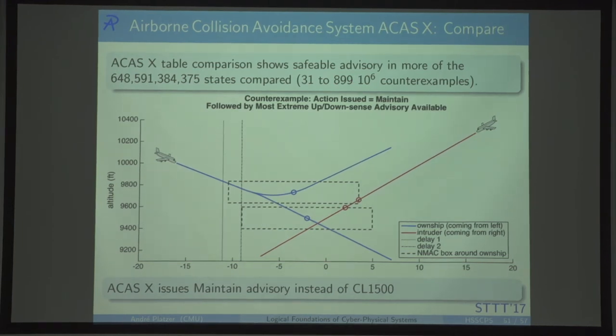And here's one, for example, where the system in these circumstances says maintain, meaning dear pilot, please don't move, basically, right? Or move within a small region around it. But if it does that, even 1 second later, there's no good action anymore. Because if 1 second later the system says maintain some more, then they would get into a near mid-air collision. And if it would say climb 1 second later, even if the pilot reacts instantaneously, they're also still too close. But if at that moment the system would have said climb 1,500 right away, then everything would have been fine.